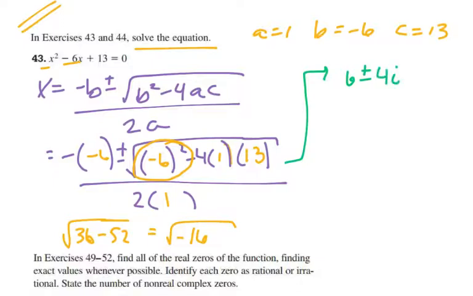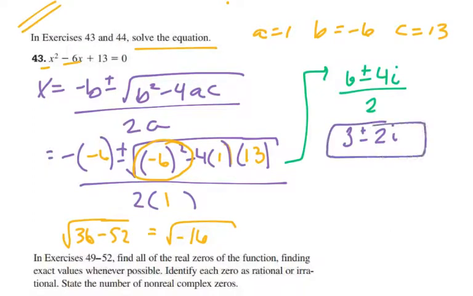If we rewrite, given that idea, we're going to have 6 plus or minus 4i over 2. Since both of these are even, you can actually do 3 plus or minus 2i, because we divided both of them by 2. And so that's our solution. Not really anything exciting. Complex numbers.